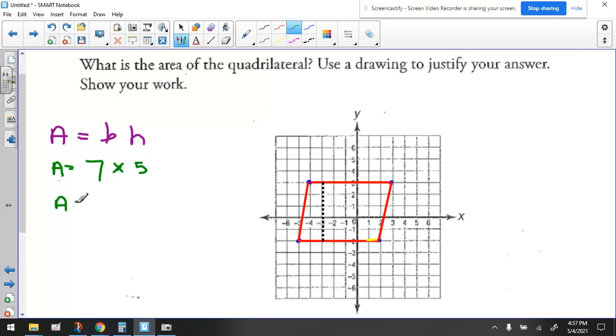All right, so all you have left to do is to just finish up. What is 7 times 5? Because that's going to be your answer in square units. All right, good luck finishing this up.